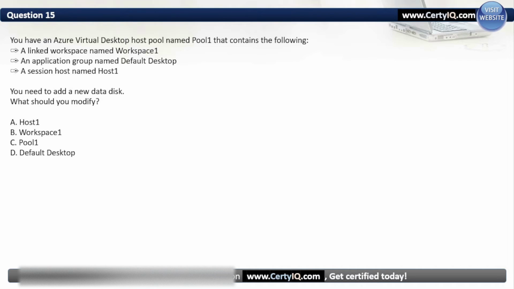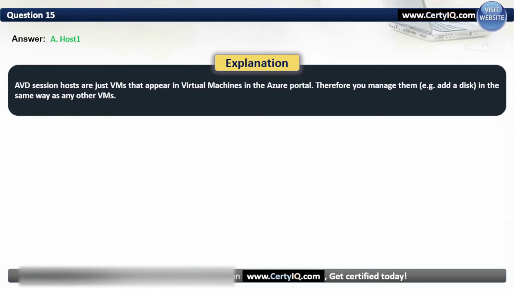Question 15. You have an Azure virtual desktop host pool named Pool1 that contains the following: a linked workspace named Workspace1, an application group named Default Desktop, and a session host named Host1. You need to add a new data disk. What should you modify? The correct option is A, Host1. AVD session hosts are just virtual machines that appear in virtual machines in the Azure portal. Therefore, you manage them in the same way as any other VMs.